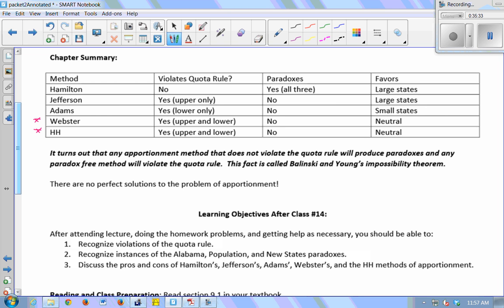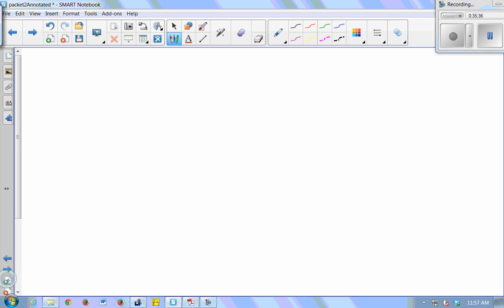Now, before I let you go, there is a little helpful thing that we've come up with to help you remember which method is which. So Hamilton's method is the one with leftovers that you have to give out, right? So think of leftover ham. You have to give out the leftover ham. So Hamilton's method, you can remember, oh, that's the one where I have leftovers to give away, right?